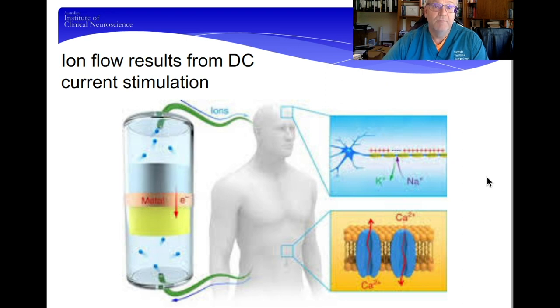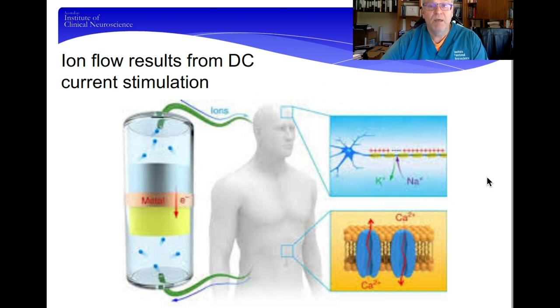Now, the other important thing to remember about the current, especially the direct current that we put in the body, is that whatever current we put in at the anode has to come back out at the cathode. So there will be an equivalent movement of ions as dictated by the potential difference that we put through whatever areas of the body.